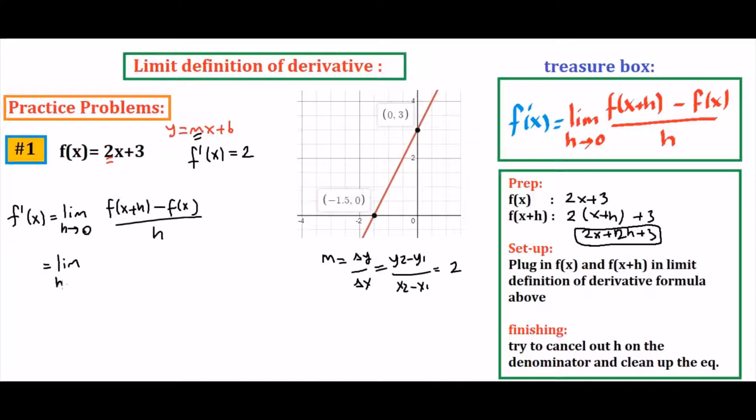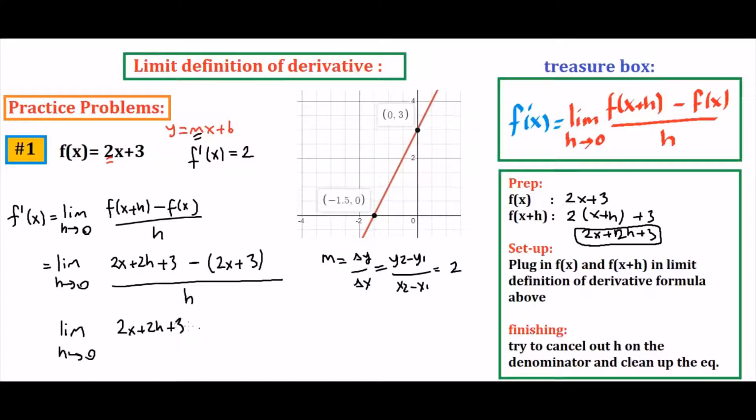and the limit as h approaches 0, f of x plus h is 2x plus 2h plus 3, that's what we found, minus f of x, which is 2x plus 3. Don't forget to use parentheses because the negative sign will be distributed inside, all over h. Now we're going to simplify the numerator. So the limit as h approaches 0 of 2x plus 2h plus 3 minus 2x minus 3, if you distribute this negative sign inside, all over h.